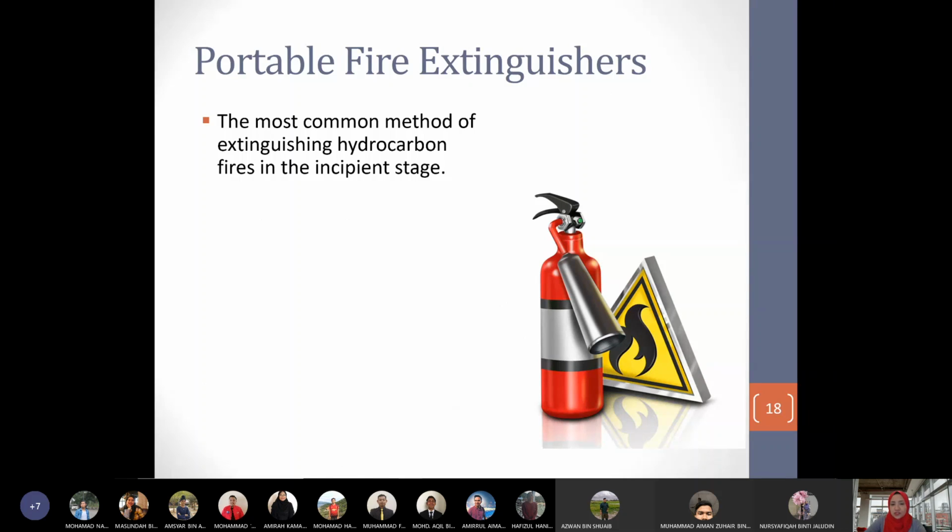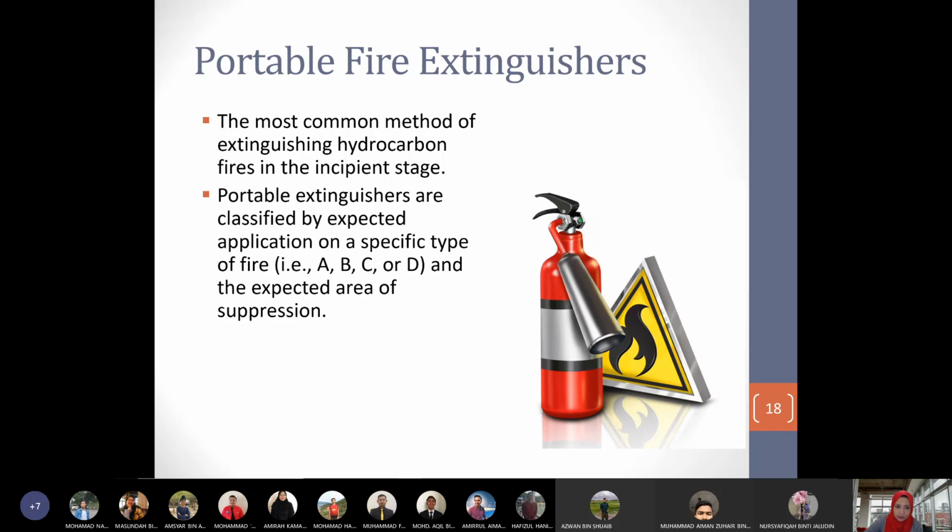Okay. Portable fire extinguishers, those heavy, red ones. This is the most common method of extinguishing hydrocarbon fires in an incipient stage, and this is also a compulsory equipment to have in any plants or buildings. Portable fire extinguishers are specified by the different types of fires. There are actually different types of fires. There's fire type A, type B, type C, or D, and also specific to the expected area of the suppression.